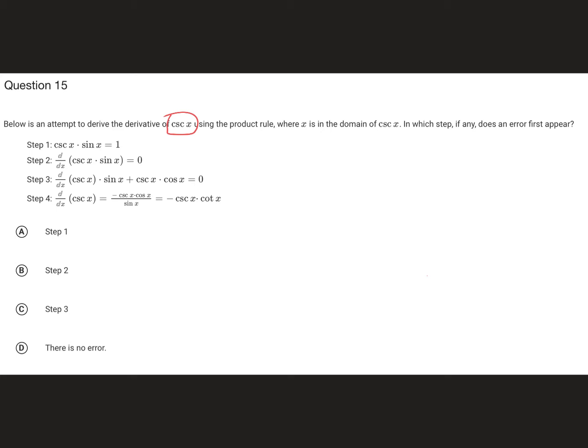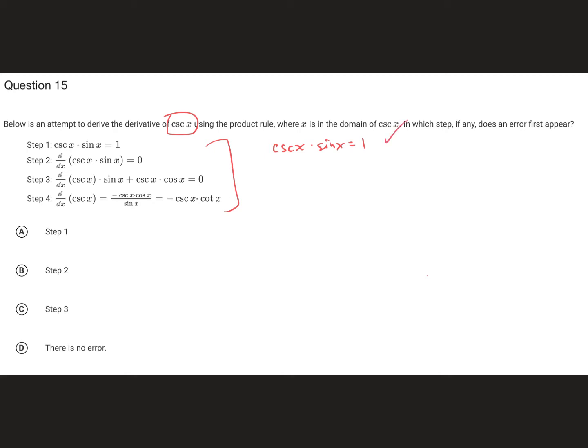But this is asking us to act as if we don't know what that is and to follow this chain of steps to see if we can prove what that derivative is. So we're going to follow the logic of this and see if we can find any errors in the process. So first of all, we're going to start with this first step. Cosecant of x times sine of x is 1. Is that true? Well, if you ask yourself what cosecant is, 1 over sine, and 1 over sine times sine would indeed be 1. So that step is right.